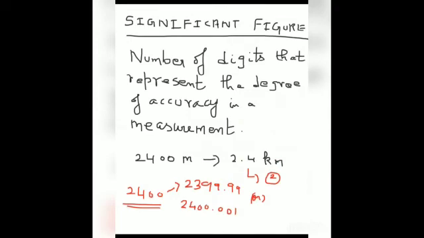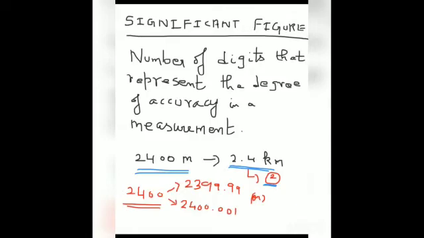Significant figures means digits of a number that represent the degree of accuracy. For example, consider 2400 meter, which can be represented as 2.4 kilometer. In this case, the number of significant figures in 2.4 is only 2. 2400 may be written when 2399.99 or 2400.001 would have been rounded off. So we are getting the significant figures as only 2.